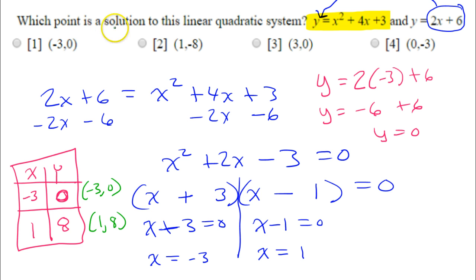So which point is the solution? Negative 3 comma 0, well that's it right there. I guess we'll call that A. Technically, on our answer choices, we have A, B, C, D, but either way, that's the answer. Looking at the rest of these: 1, negative 8, nope. 3, 0, nope, it's negative 3. 0, negative 3, nope, that's backwards.